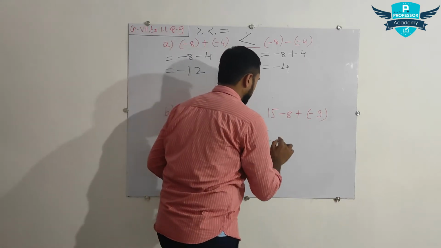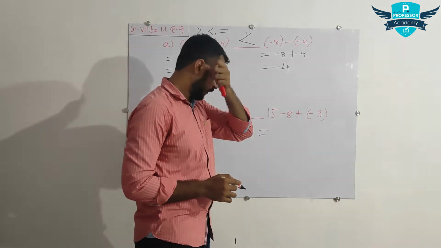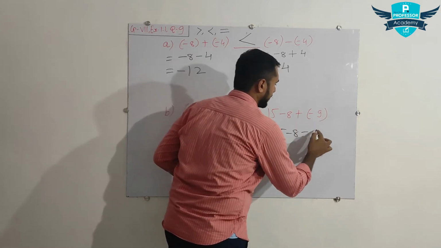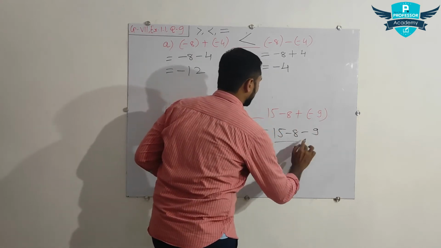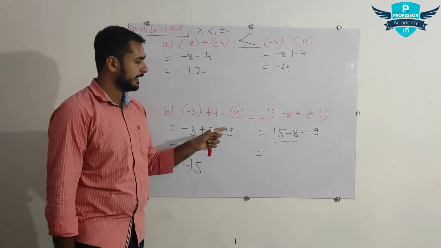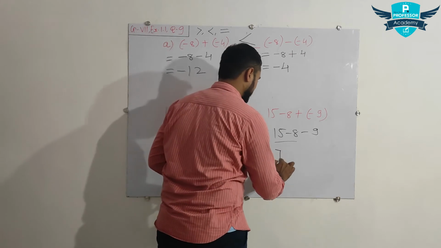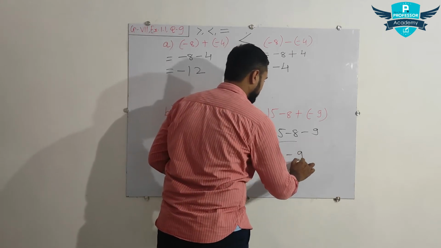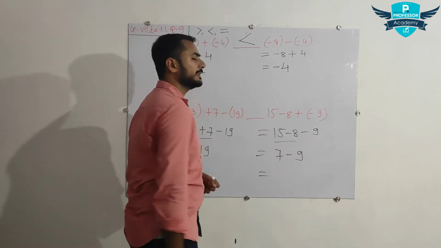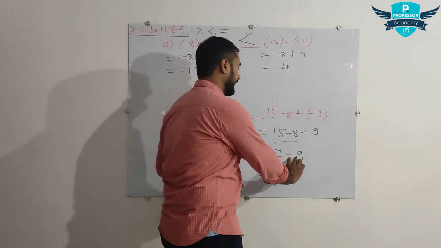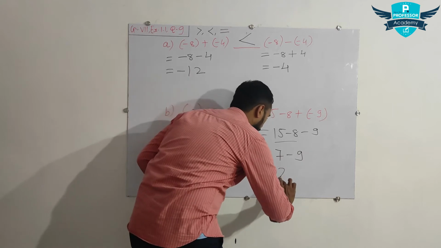For that, again I am going to solve the bracket first. So 15 minus 8 plus minus minus 9. Now the first two numbers. In that, plus minus minus means we will subtract. 15 minus 8 is 7. Minus 9 as it is. Again plus minus minus, so we will do subtraction. 9 minus 7, that is 2.